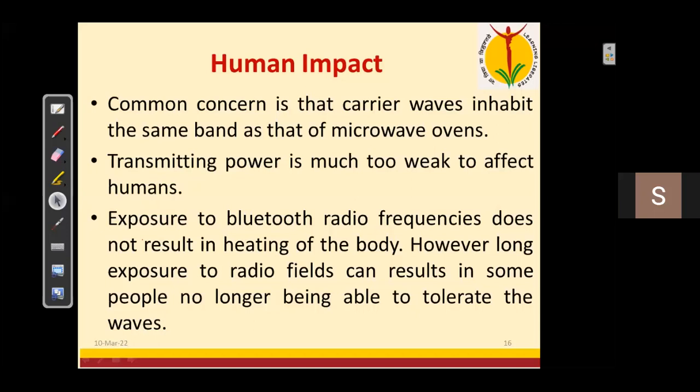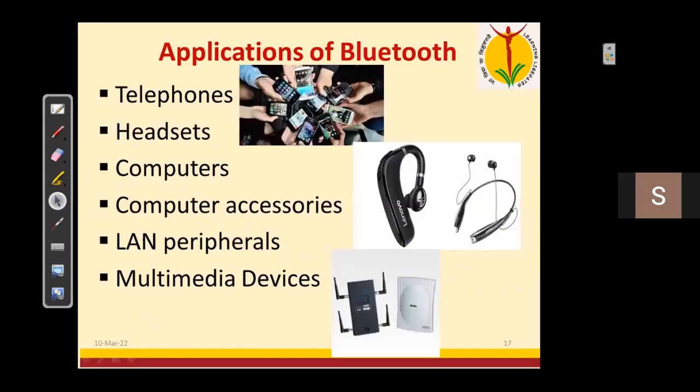And whatever the Bluetooth band is, it is in the microwave band, the same band we use for the microwave oven. We know that the microwave oven is used for heating. But if Bluetooth interacts with a person, the body is not going to heat. But if it continuously creates an impact on the human body, maybe it is going to create irritation, and the person is not going to tolerate those waves, right?